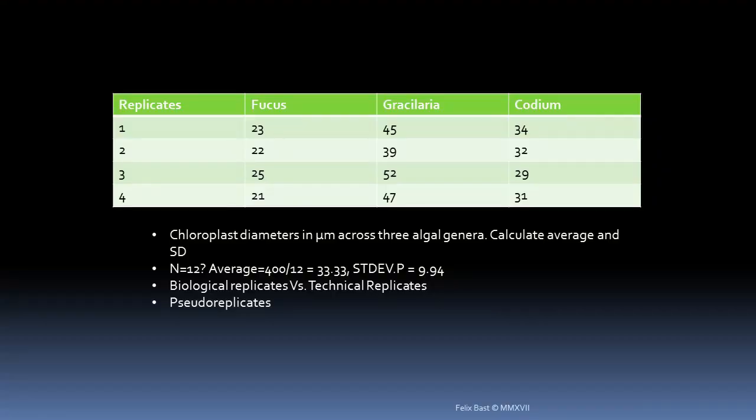For example, look at this table. This table presents you with three columns. Each column is Fucus, Gracilaria and Corium, the three algal genera. And there are four rows. These rows are nothing but replicates, replicate measurements of something that we have measured in our lab. And these numbers are nothing but chloroplast diameters in micrometers across three algal genera, right?